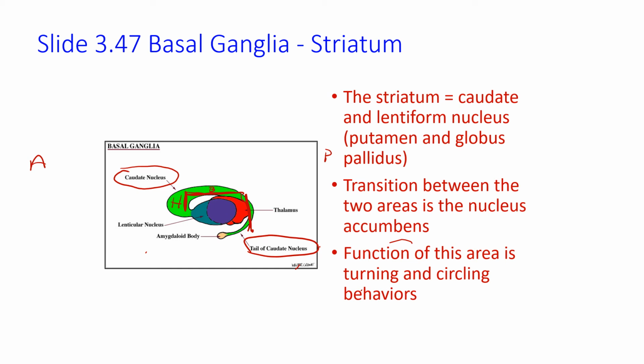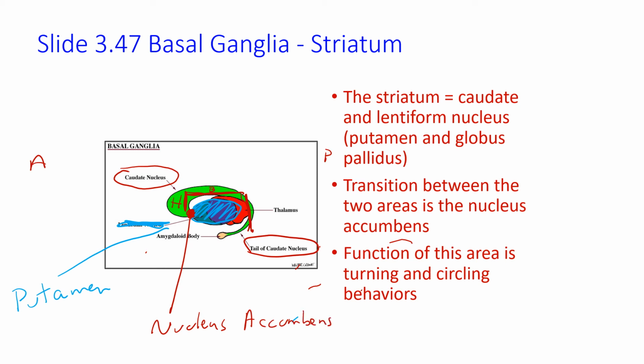Then we're going to see an area right here, this oval-shaped area, and I'm going to change the name on this picture to the putamen. The putamen is found on the lateral side of the thalamus. And then finally, in between those two areas, so in between the head of the caudate and the putamen, this small little transition area, right there, this is going to be the nucleus accumbens.